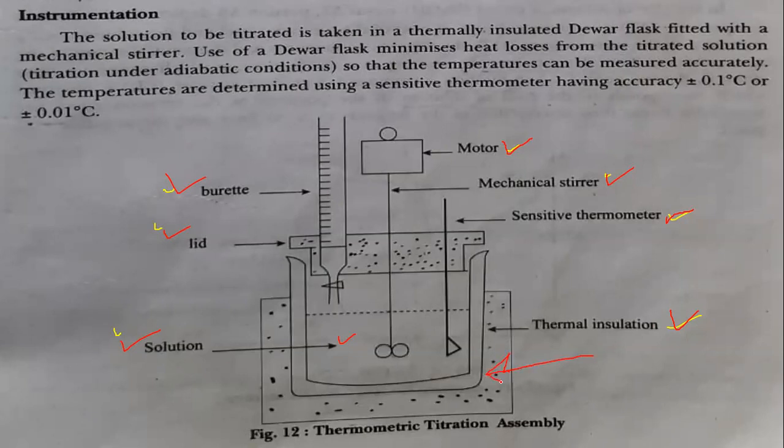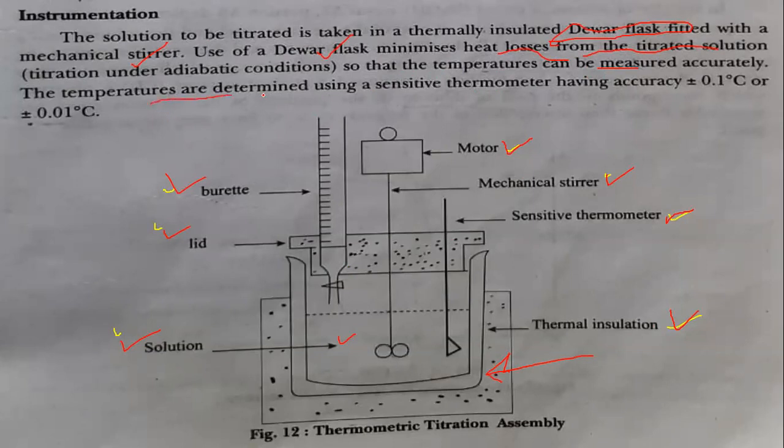Okay, so the solution to be titrated is taken in a thermally insulated Dewar flask fitted with a mechanical stirrer. The use of a Dewar flask minimizes the heat loss from the titrated solution, so that the temperature can be measured accurately.